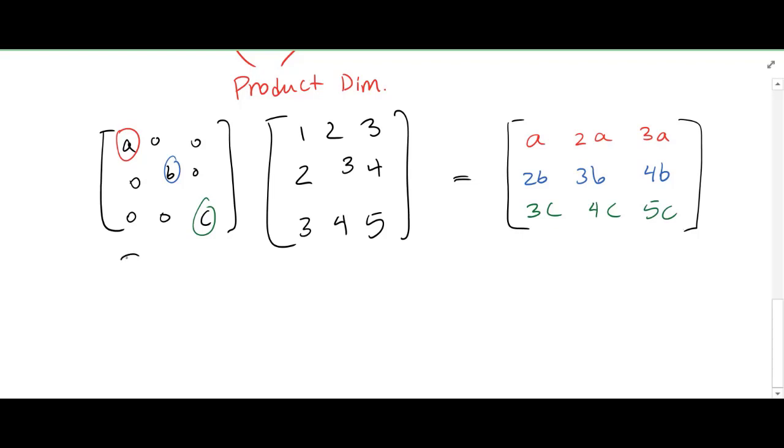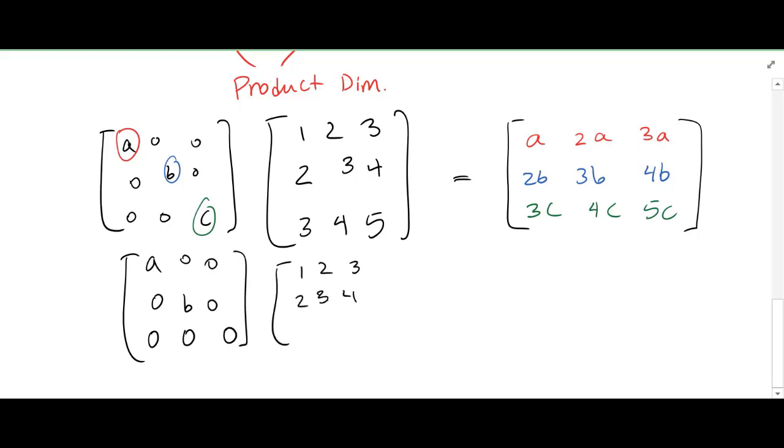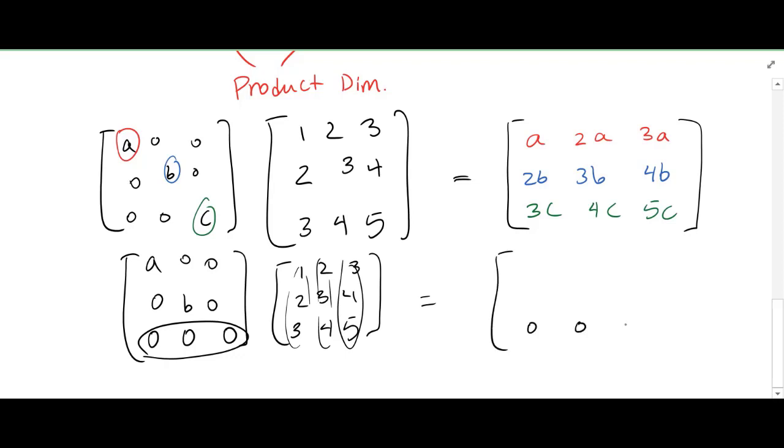Another thing would be if you have a row of zeros, then when you multiply these two together, whenever you're multiplying this row by the columns here, you're just getting zeros. In the end, your third row will have zeros. So rows of zeros sort of carry over like that.